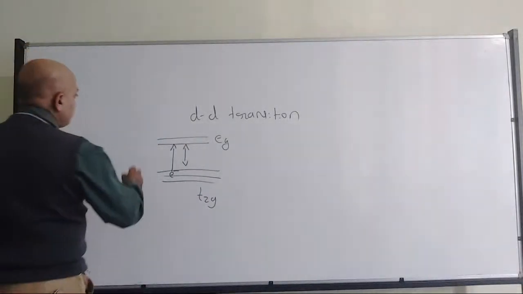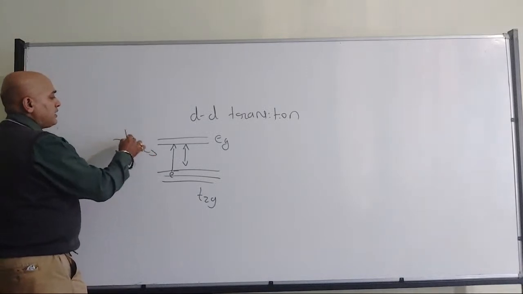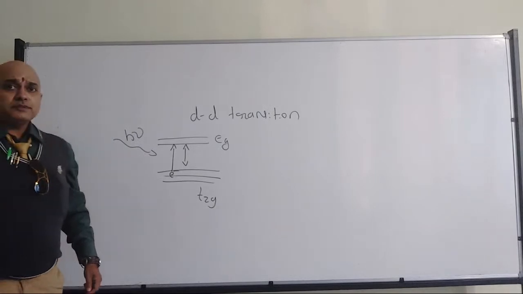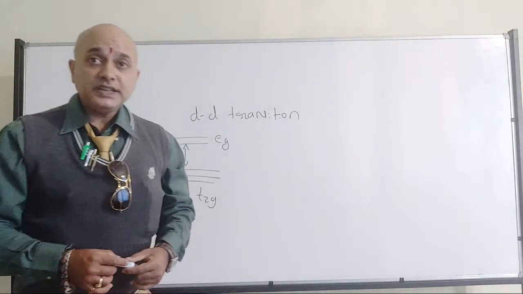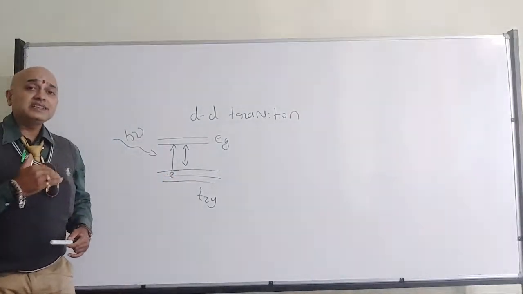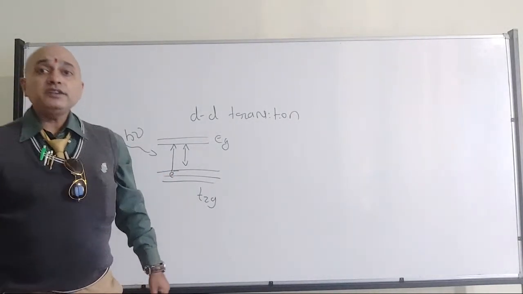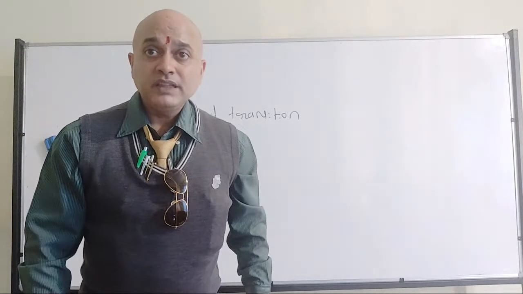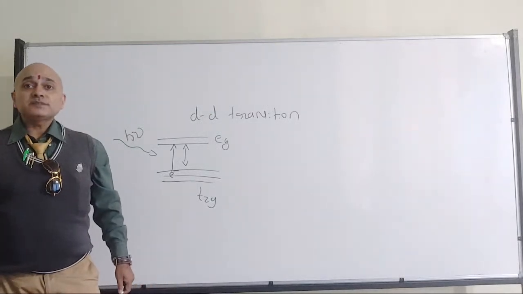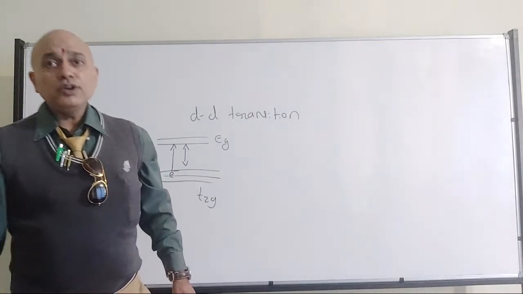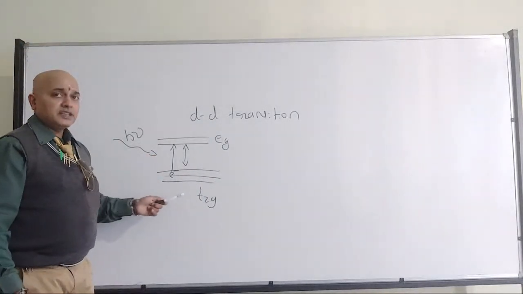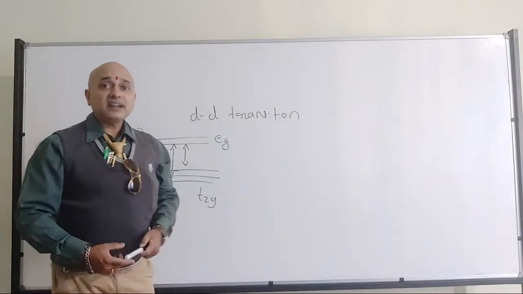When this movement happens, they absorb some amount of energy. That's why it is called d-d transition, because within the d subshell there will be movement of electrons. Why within the d subshell? Due to the splitting of the d subshell into two energy levels, there will be movement of electrons. Therefore it is called d-d transition.